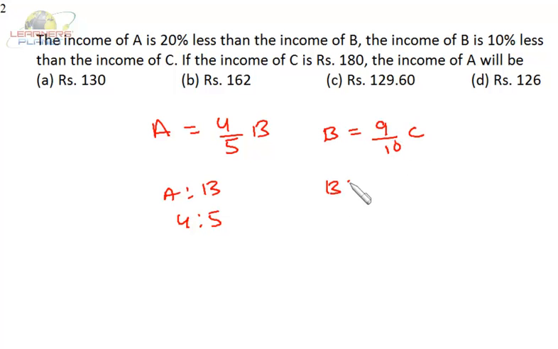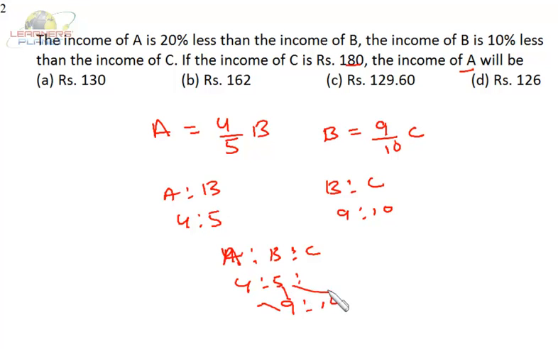Okay. So B is to C is 9 is to 10. Now we have been given the income of C and we have to find out the income of A. Let's combine the ratio. So it's A is to B is to C, 4 is to 5 is to 9 is to 10. Okay. So it's 36 is to 45 is to 50. That is the ratio of A, B and C.